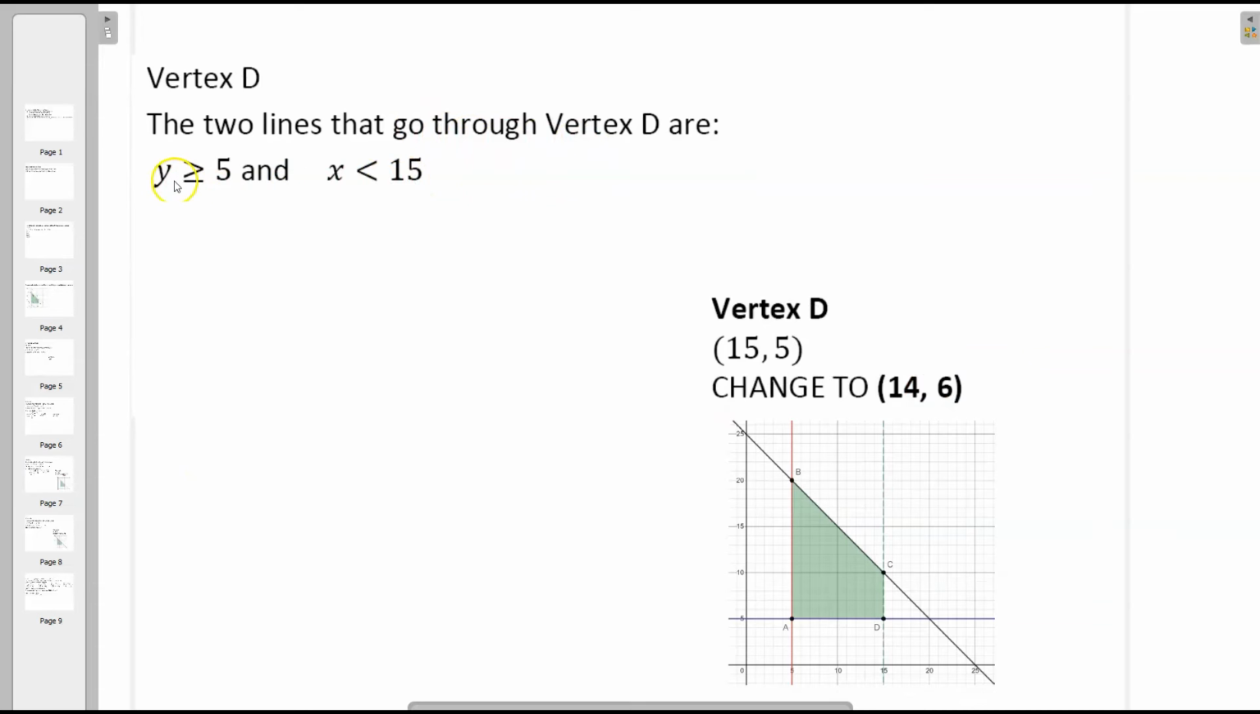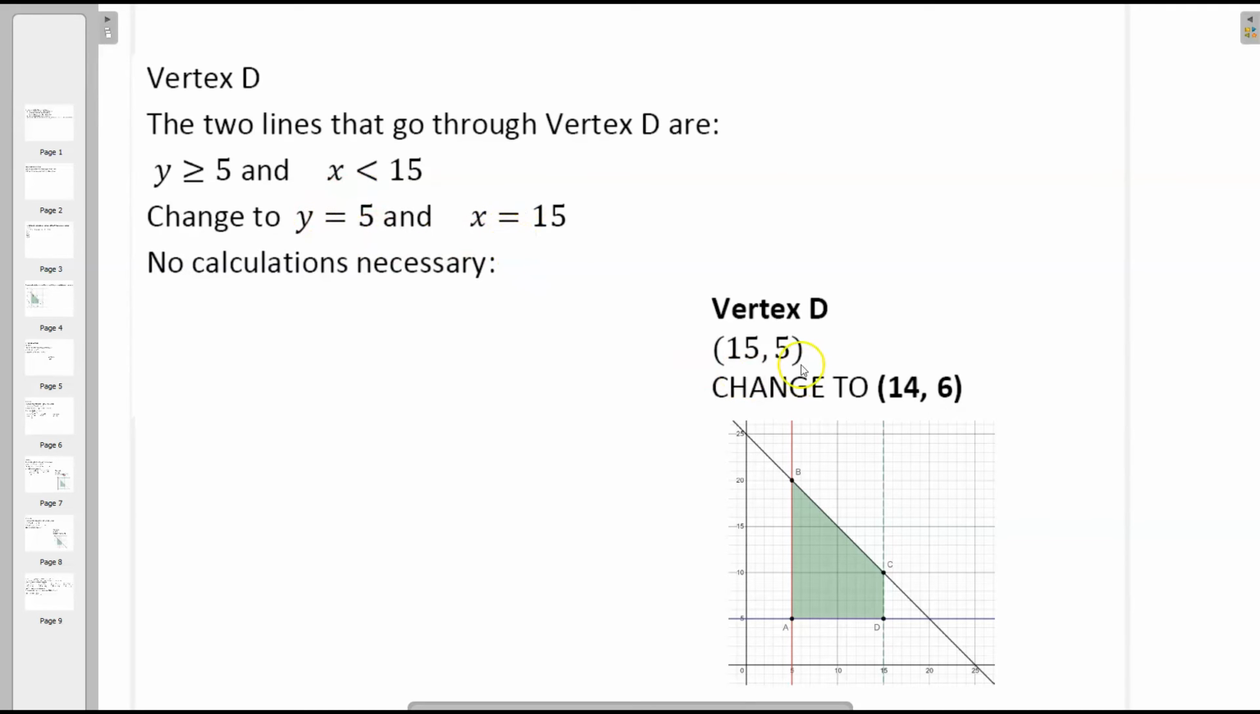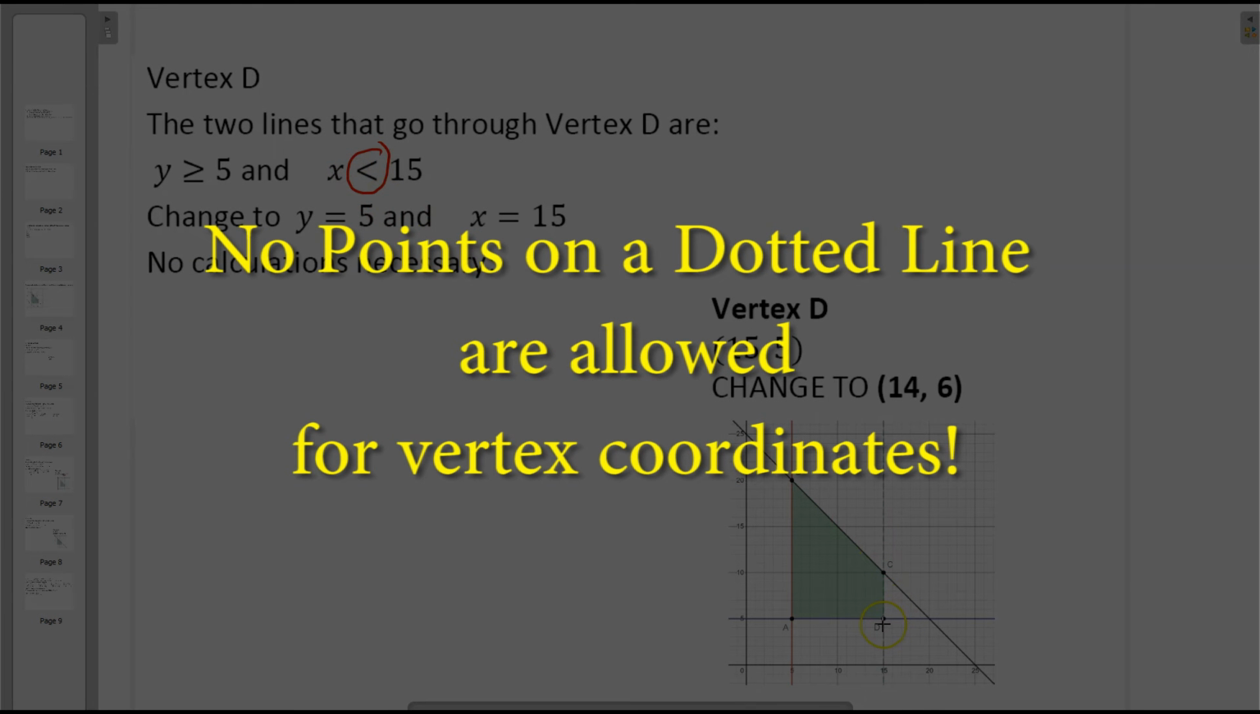Following the same process, this time we've got the intersection of y greater than or equal to 5 and x less than or equal to 15. We change those into equations, and thankfully once again we've got two equations which just give us x and y coordinates. So we've got 15, 5. With 15, 5, however, again, we're dealing with just an inequality. There's no equal sign there. It's just less than. So that means we've got a dotted line again.